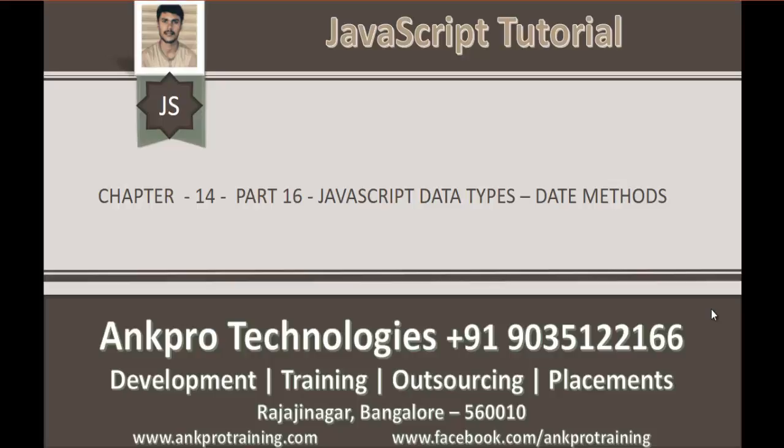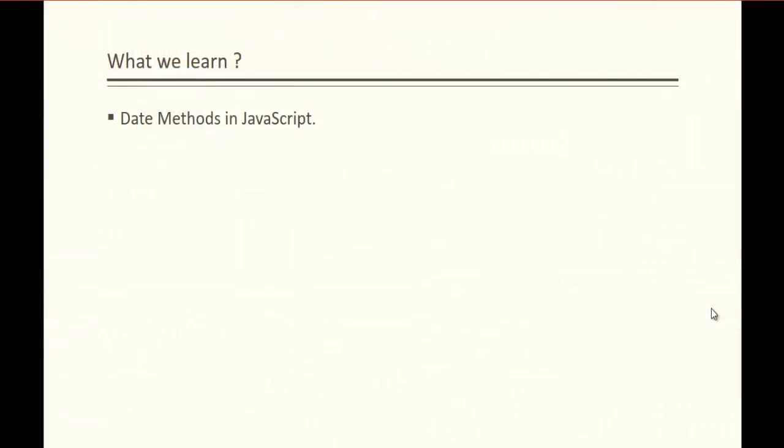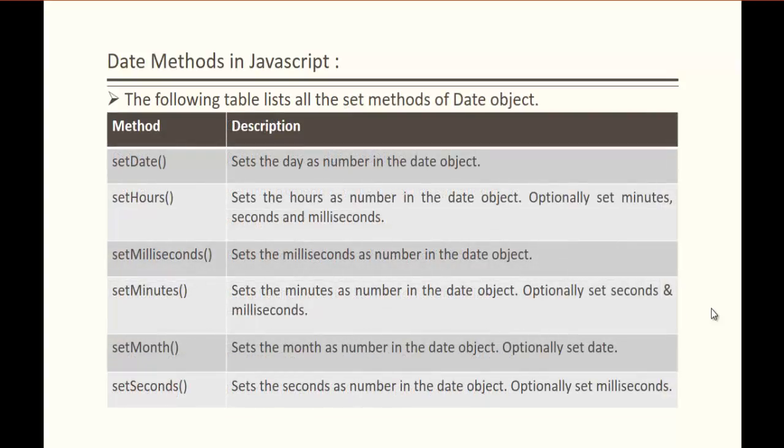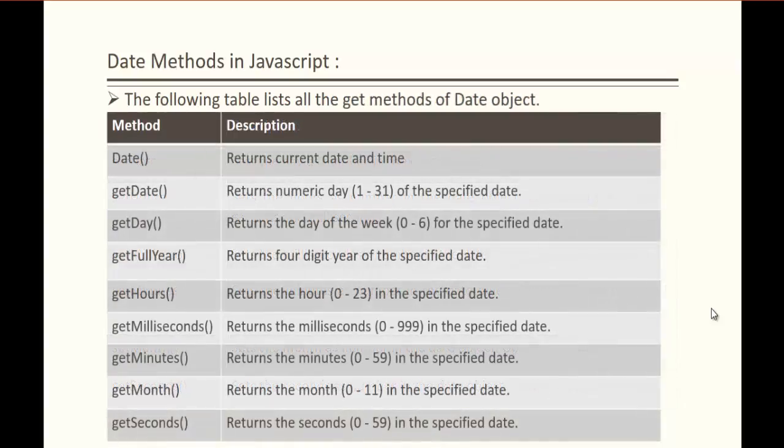My name is Arish. In this session, we are going to learn about the date methods in JavaScript. The following table lists all the date methods of the date object. In the next slide, we have all the set methods of the date object. So in this session, we are going to learn the get methods as well as the set methods of the date object. The first and foremost of the get methods is the Date method itself.